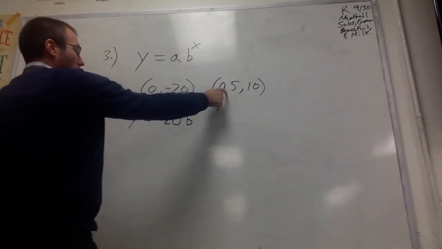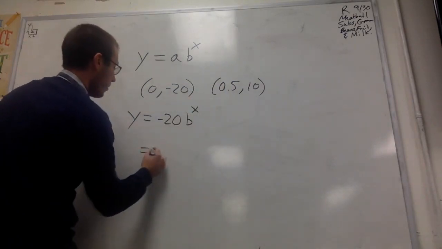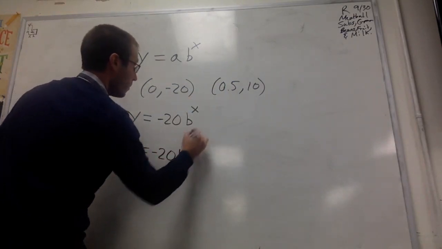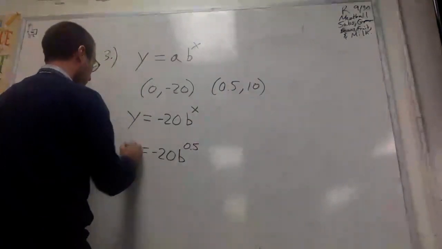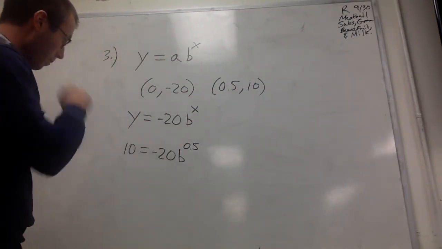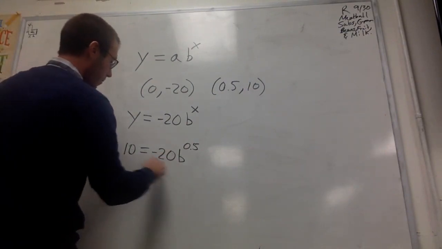X is 0.5. So I'm going to replace x with 0.5. And it should spit out 10. So I'm going to write 10 over here. I'm going to divide both sides by negative 20.